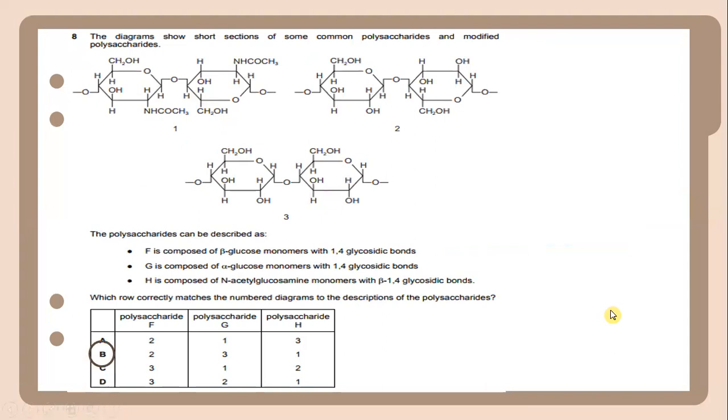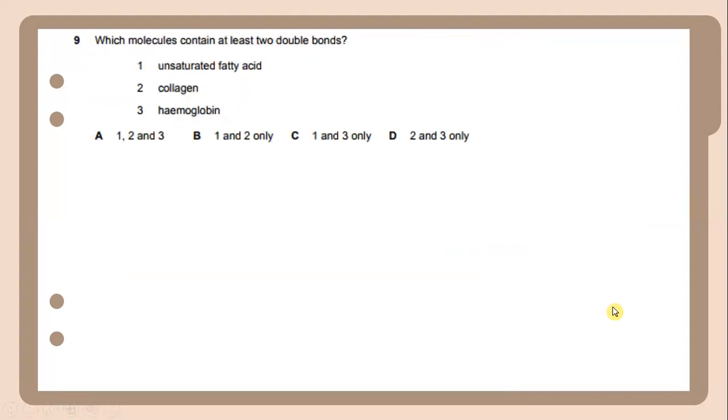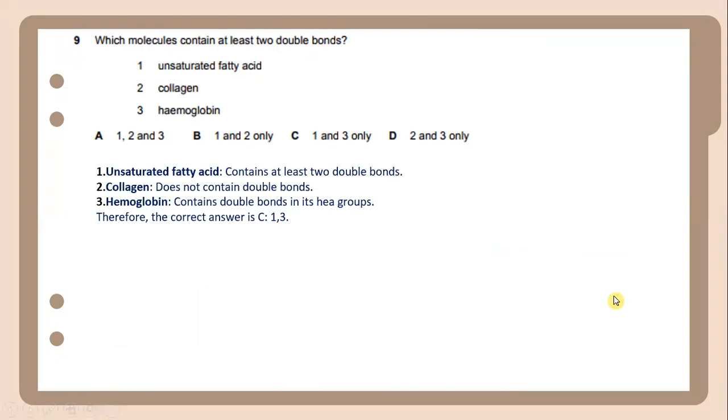The answer will be B. Number 9, which molecule contains at least two double bonds? Unsaturated fatty acid contains at least two double bonds. Collagen does not contain a double bond, and hemoglobin contains a double bond in its structure. So the answer will be 1 and 3.